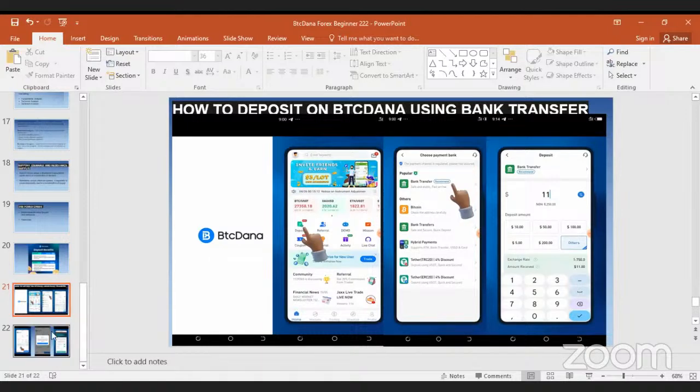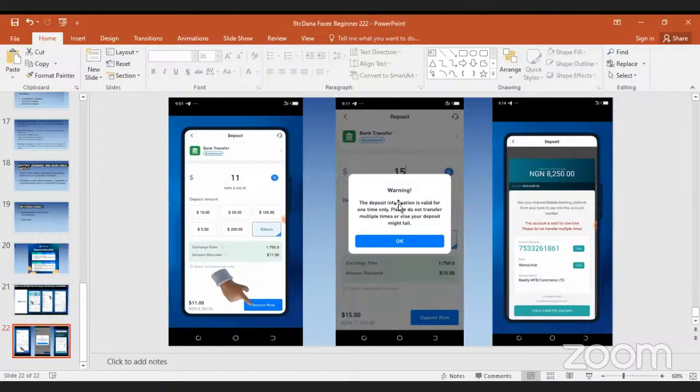Okay, guys. Please don't forget the warning I gave here. This account details is only valid for 30 minutes. After 30 minutes, do not send to this account details again. Go back to the first process. Repeat every process step by step again for depositing.